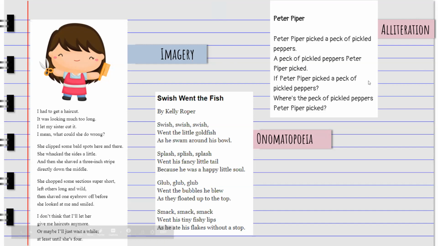All right, and the other one over here is alliteration. Alliteration is the opposite of rhyme. Alliteration is when you have the same sound at the beginning of a word, instead of at the end. So think of tongue twisters. Peter Piper picked a pack of pickled peppers. A peck of pickled peppers Peter Piper picked. If Peter Piper picked a peck of pickled peppers, where's the peck of pickled peppers Peter Piper picked? It's kind of hard to say. That's why we call it a tongue twister.